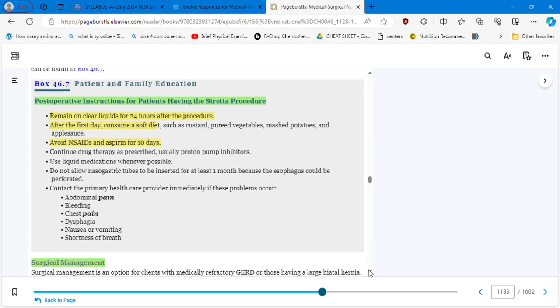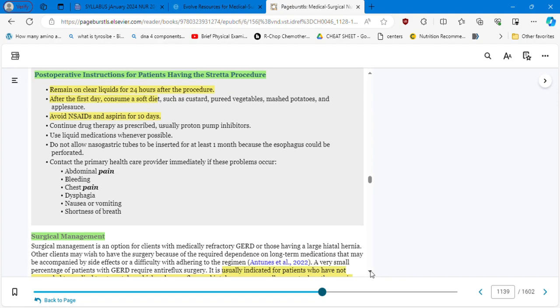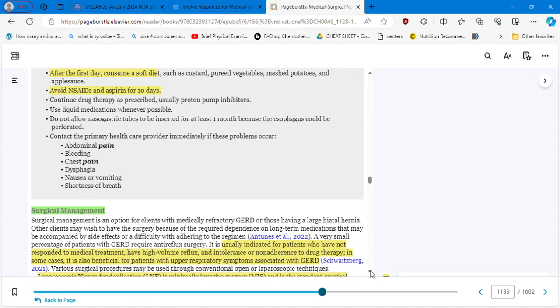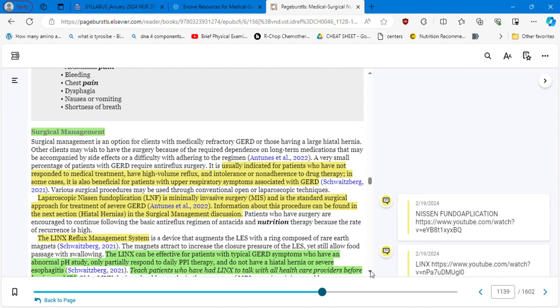Patient and family education. Postoperative instructions for patients having the Stretta procedure: remain on clear fluids for 24 hours after the procedure. After the first day, consume a soft diet. That's logical. Avoid NSAIDs and aspirin for 10 days. Common sense. Continue drug therapy as prescribed, usually proton pump inhibitors. Use liquid medications whenever possible. Contact the healthcare provider if you're having abdominal pain, bleeding, chest pain, dysphagia, and so on. Okay, so that's common sense.